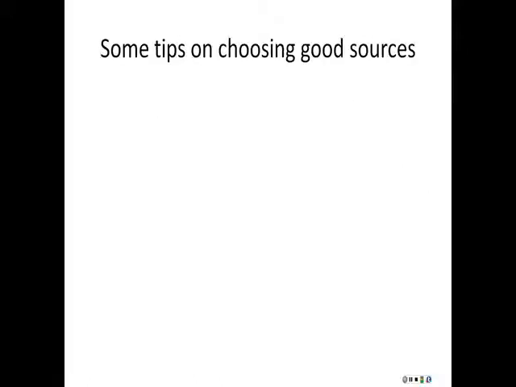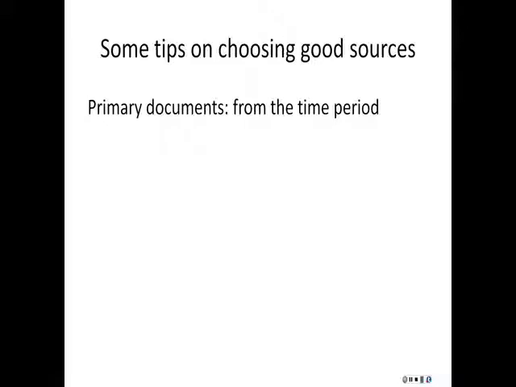Okay, some tips for choosing good sources. Primary documents are documents that are from the time period. A newspaper from the time period is a primary document. If you're doing it on World War II or the Great Depression, a newspaper article from the 1930s or 40s, that is a primary document. A government publication, a political speech, a diary, anything that comes from the historical period which you're studying, that is a primary document.